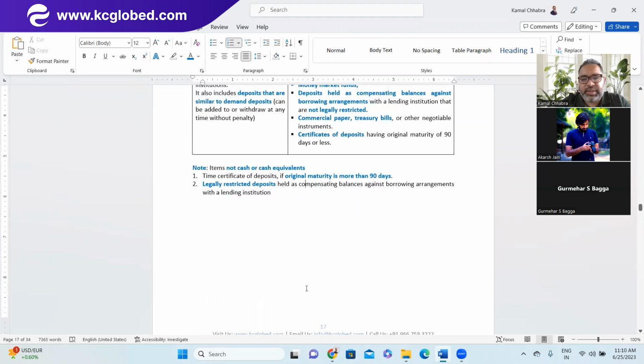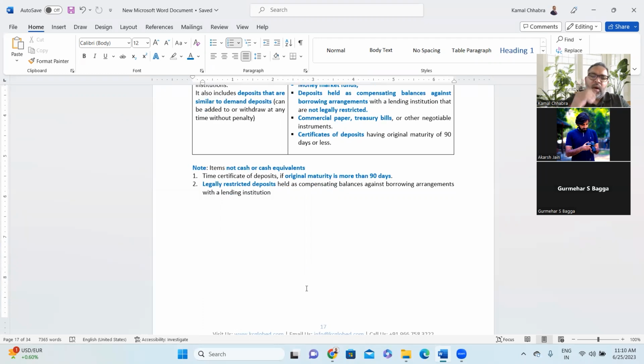Items not considered cash and cash equivalents: a term certificate of deposit, if the original maturity is more than 90 days, then it is not a cash equivalent, it's part of investment. Or second is a legally restricted deposit, held as a compensating balance against a borrowing arrangement with the lending institution. What is a legally restricted deposit? Any idea?